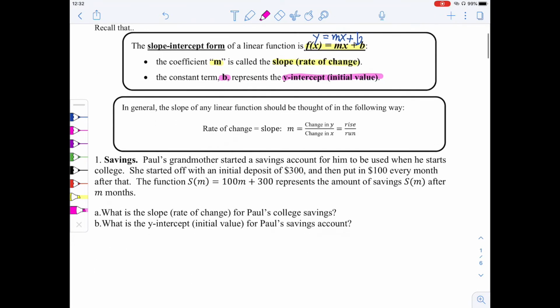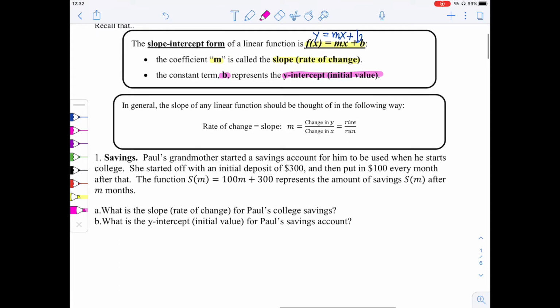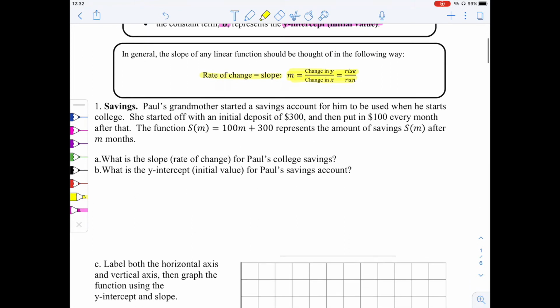So we want to apply it to word problems, apply it to situations. Remember that slope is rate of change, and b, your y-intercept, is your initial value. So this is the equation that we need to remember. Rate of change is your slope. And to find your slope, we do change in y over change in x, which is rise over run. And we also did last time that this is y2 minus y1 over x2 minus x1. And that's how we find it given two points.